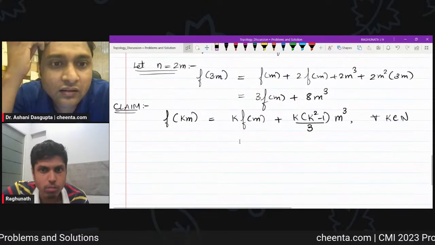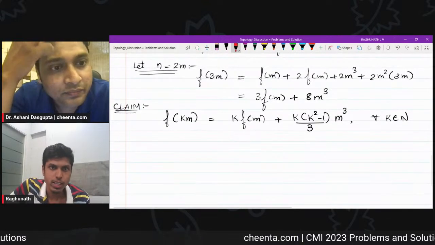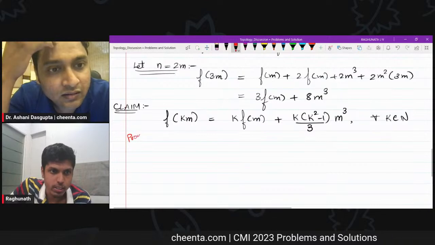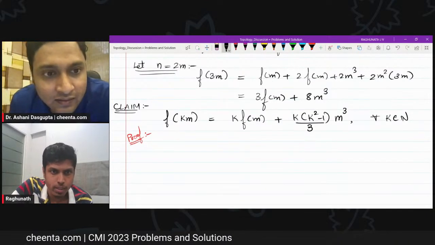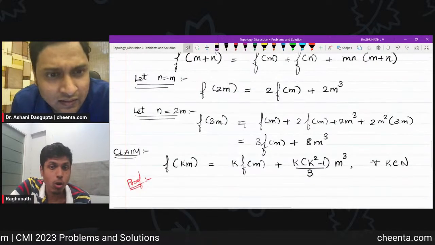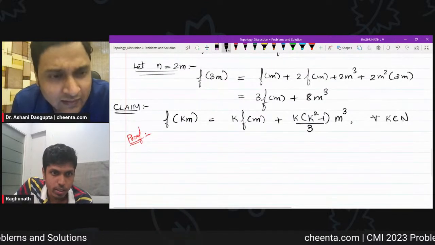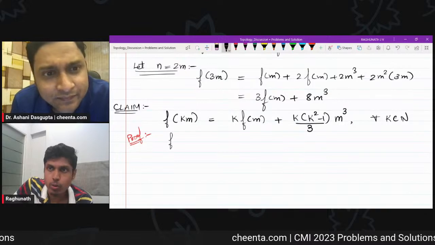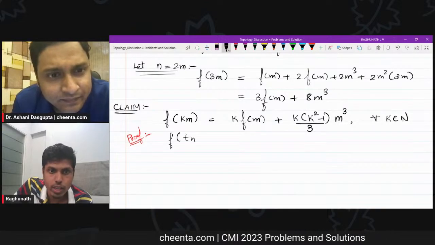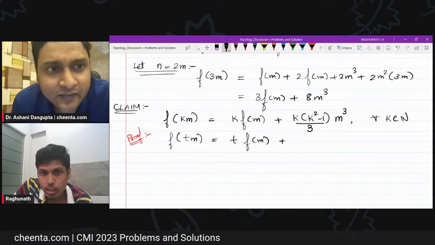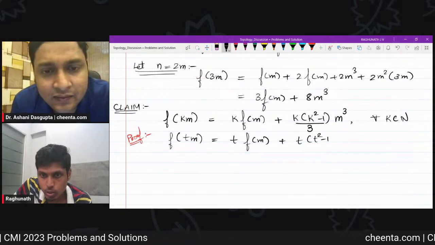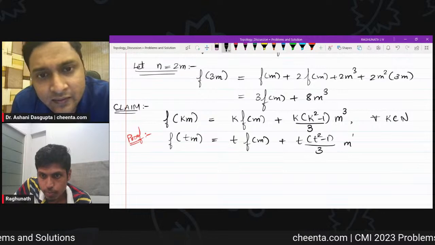So now, how will I prove this claim? Because I just made the claim from nowhere. It seems like that. The proof is easy using induction. You can claim that it is true for all k less than or equal to some t. Prove that f of tm equals t into f of m plus t into t square minus 1 by 3 into m cube.